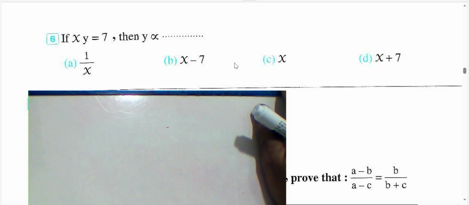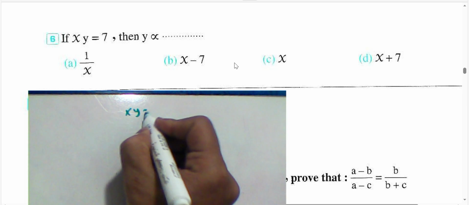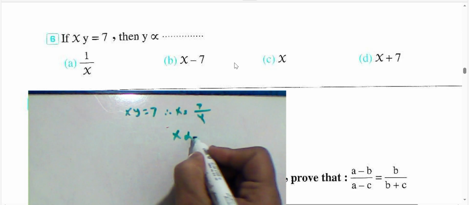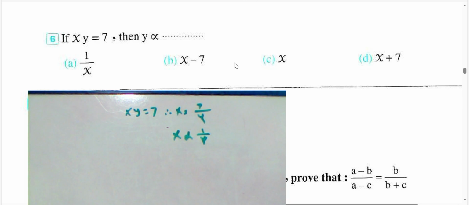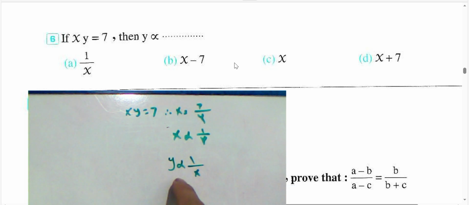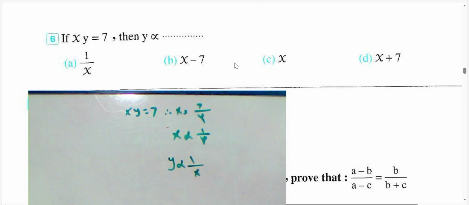If x times y is 7, then the relation between y and what? We have x multiplied by y equals 7, then x equals 7 over y. So we have an inverse relation between x and y. Then y varies inversely with x, and the relation here is directly with 1 over x. It shows letter A for the last question. Okay. Next example.